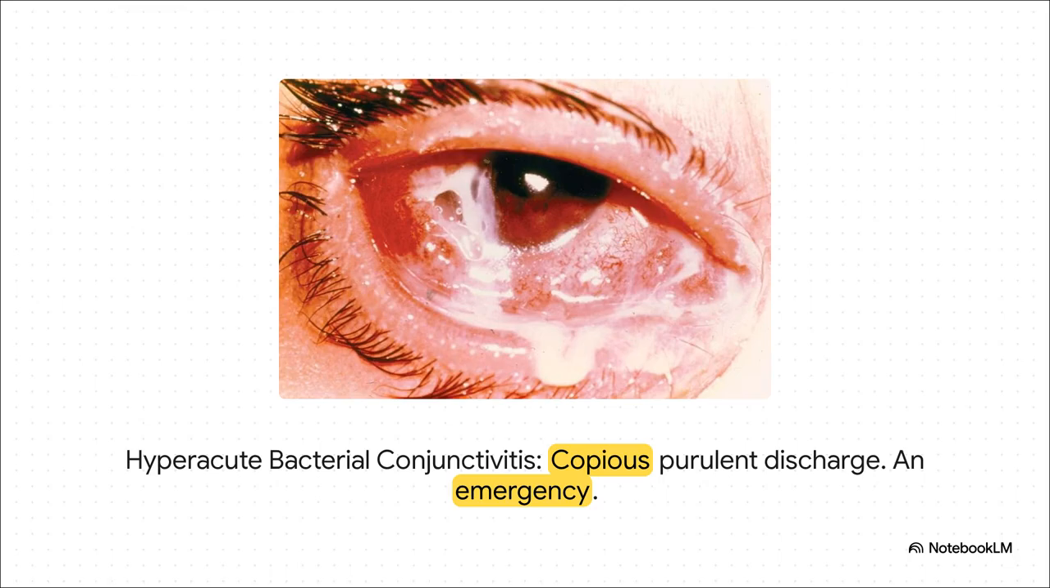Just look at that thick, purulent discharge. We are not talking about a little morning crust here. This is often caused by Neisseria gonorrhoeae, and it comes on incredibly fast and can destroy vision just as quickly. This is an absolute emergency.